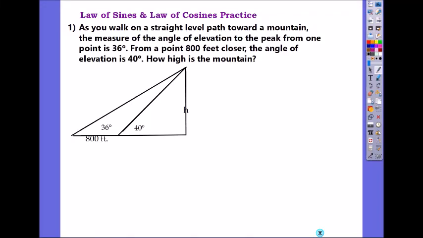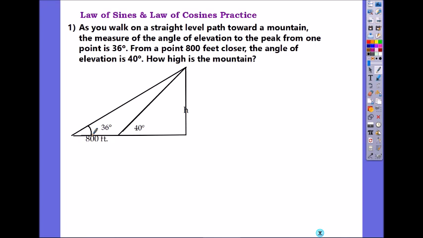We're going to solve the word problems using law of sine and law of cosines. Of course, you can use sine, cosine, tangent ratio if it's a right triangle. So for this question, as you walk on the straight level path towards the mountain, I guess here's the mountain, the measure of the angle of elevation to the peak from one point is 36. So this is 36 degrees.